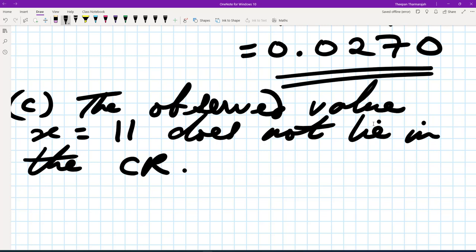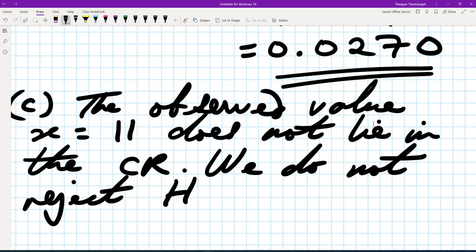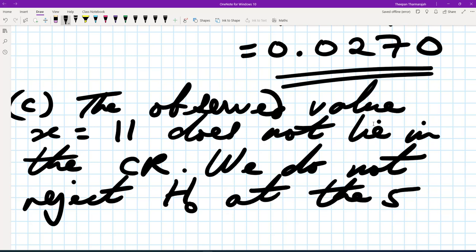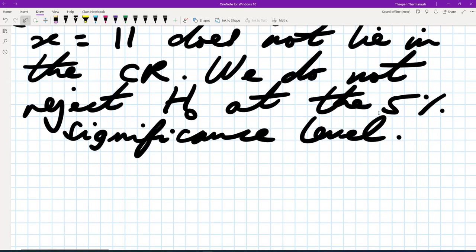So we can say we do not reject H0. Make sure you've written down "not" carefully. We do not reject H0 at the 5% level of significance, the 5% significance level. We say the test is not significant.